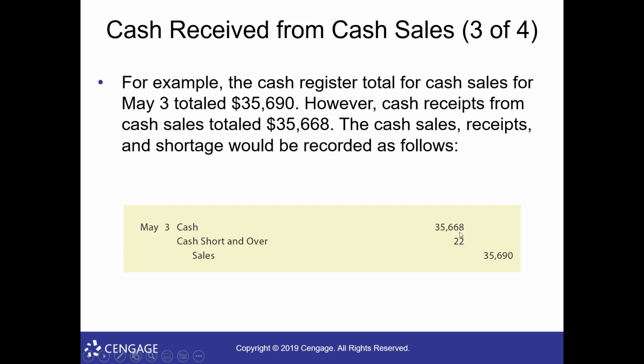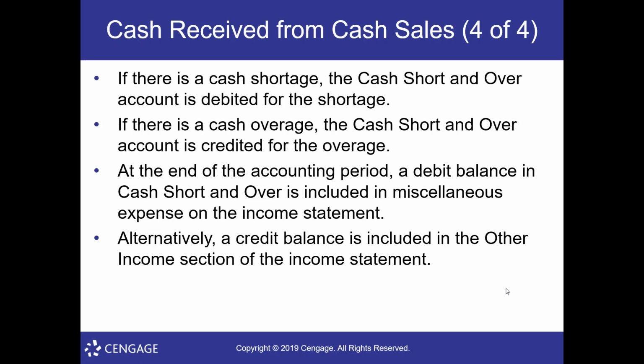So basically, they took in cash, they have a cash shortage, a short or over, and then 35,690 is the actual sales. If there's a cash shortage, the short and overage is debited. So that was a cash shortage. If there's a cash overage, it's credited.